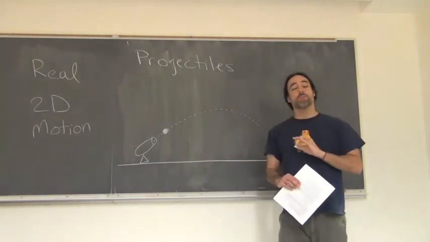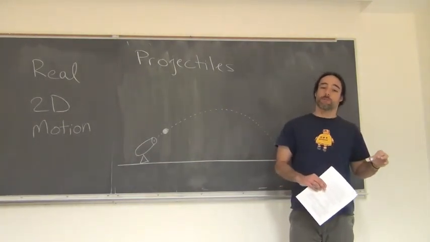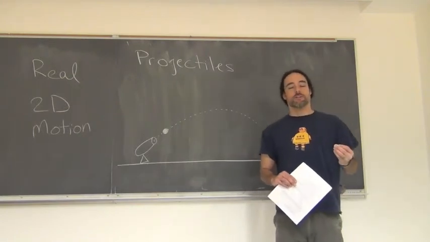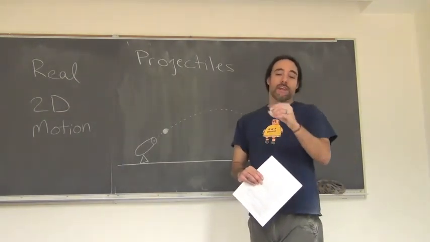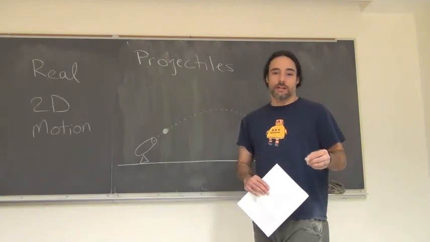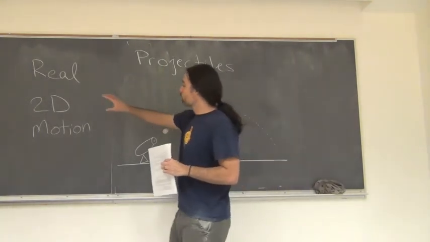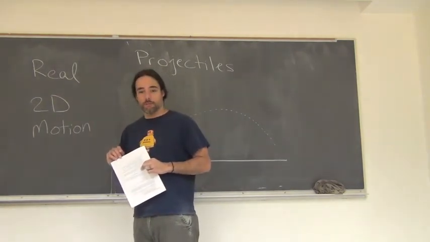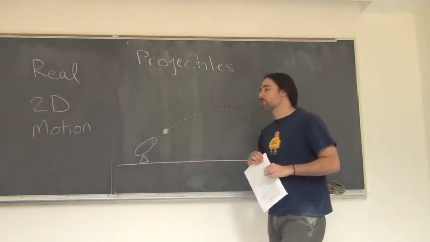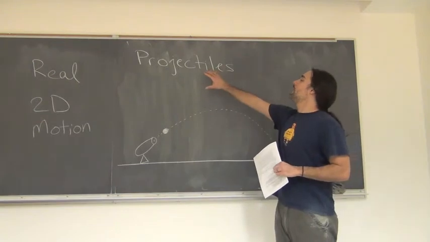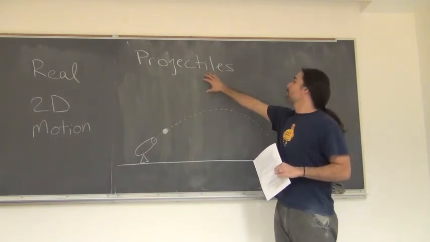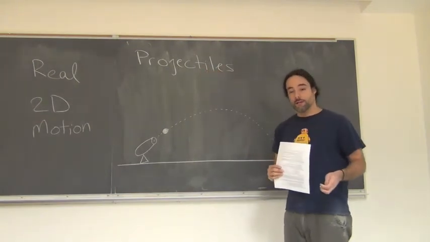However, the example we did was a block sliding down a ramp, and that's not really a 2-dimensional motion problem because the block really is moving only in one direction. It's just a direction at an angle. Today, I want to discuss real 2-dimensional motion problems, quote-unquote real 2-dimensional motion problems. To do that, we're going to be talking about projectiles.